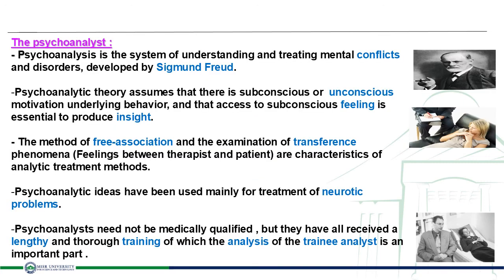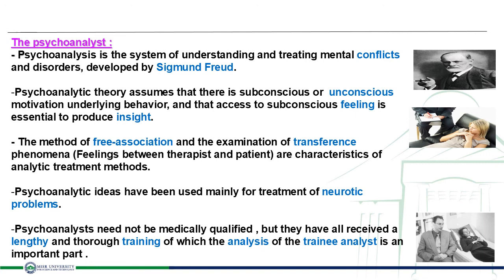What about psychoanalysis? Psychoanalysis is a system of understanding and treating mental conflicts and disorders developed by Sigmund Freud. They differentiate between consciousness, unconsciousness, and the subconsciousness. They have some methods, such as free association, in which the patient can say what he would like to say. And transference phenomena, which means feelings between the therapist and the patient. Psychoanalysis is used mainly for treatment of neurotic disorders.